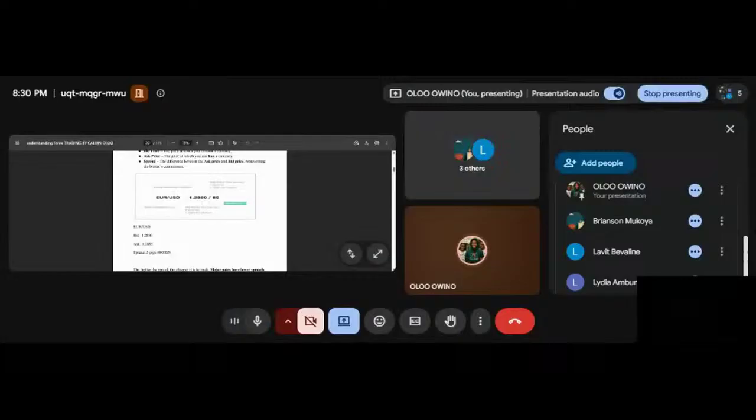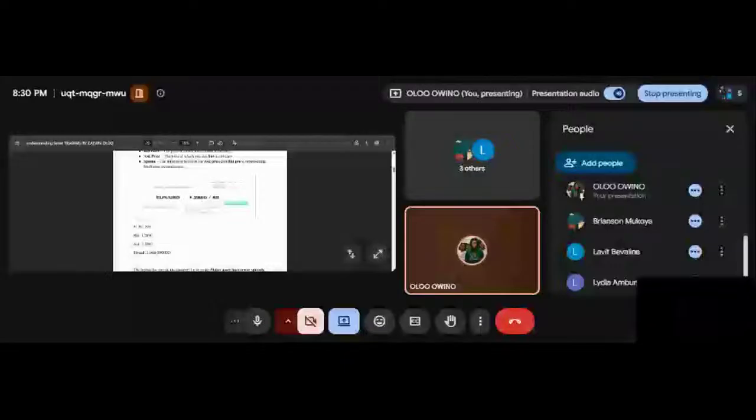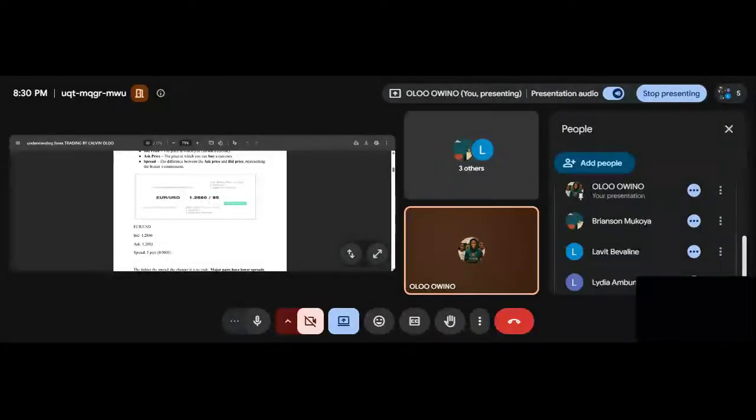0.005. Now, 0.005 in the Euro USD, we calculate pips from the fourth decimal. So that becomes 5 pips. I'll touch on that later. Now, as the spread here is 0.005. Are we together up to there?